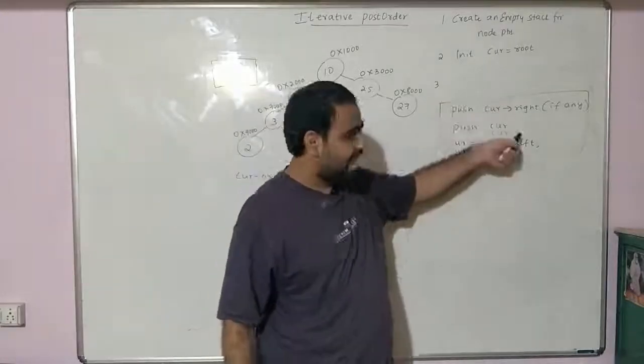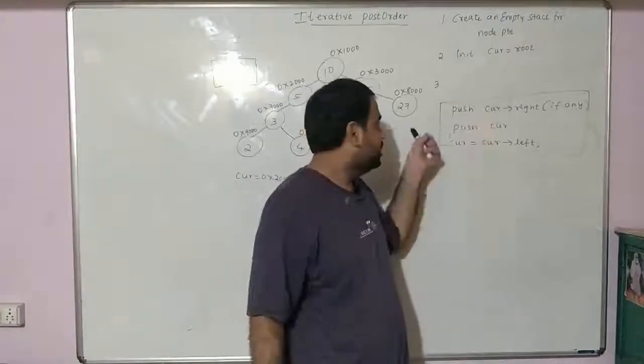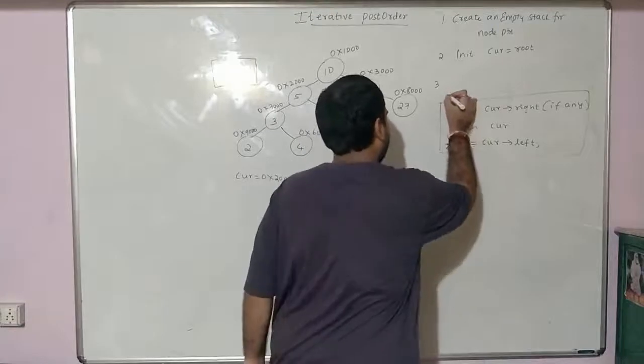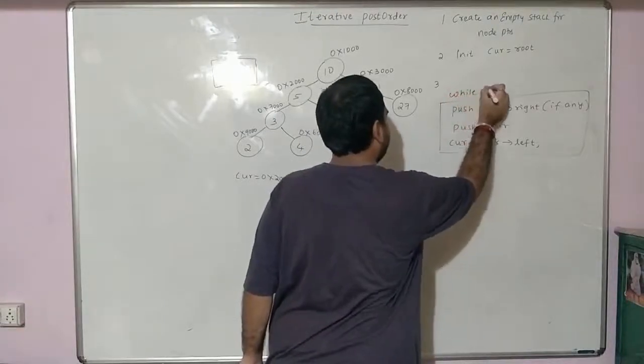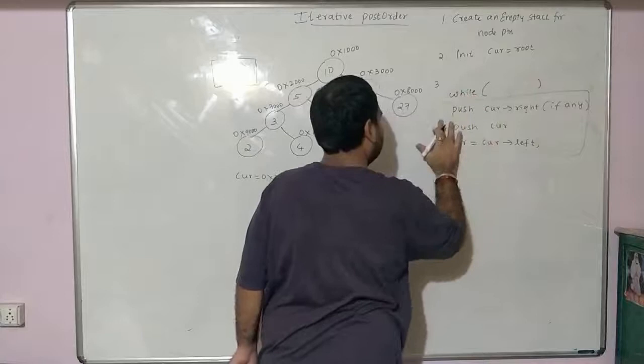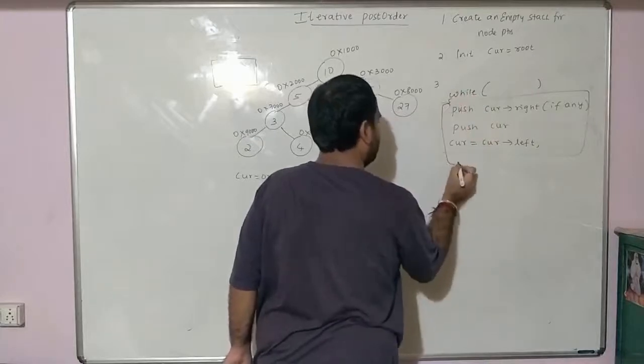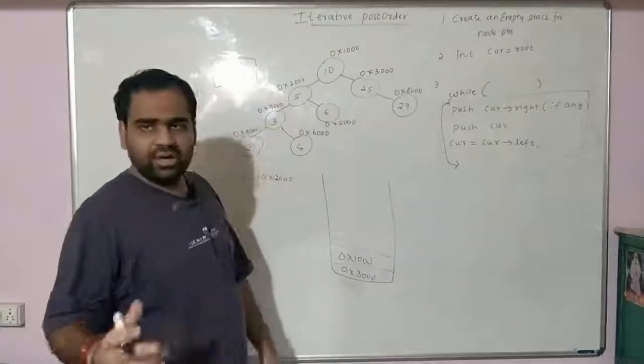Now, these steps have to be repeated, whatever I put in the box. Whatever has to be repeated has to be put in the body of the loop. Therefore, I write here while. We don't know the condition. And let me put the steps in the body of the loop now. Okay. Assume the condition is true.